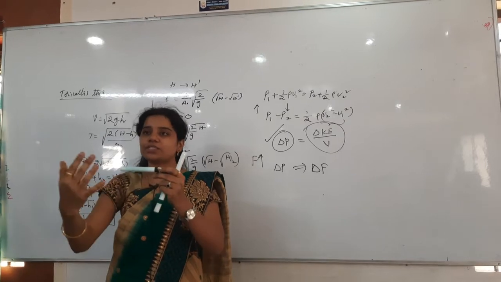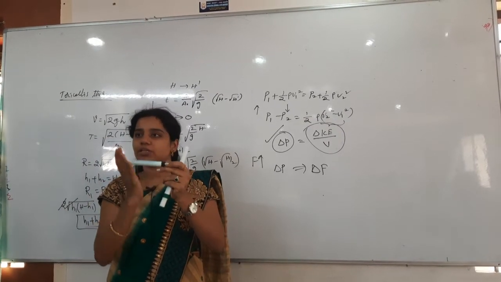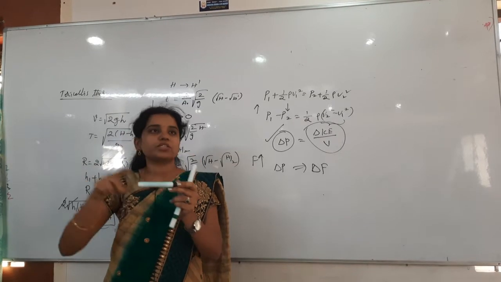For example, the ball is just thrown like this only, horizontally, straightly. At that time what happens? Nothing but the air distribution will be equal on the top and the bottom and on this side and this side. Why? Because that is uniform.